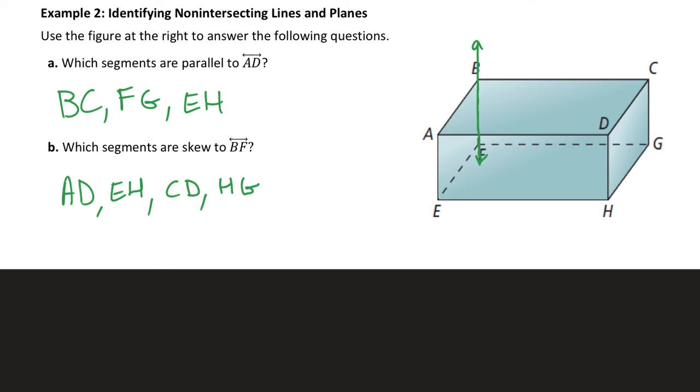The reason AE, DH, and CG are not skew is because they run in the same direction as BF. The reason CB and AB are not skew is because they actually intersect BF right here. So it's understanding skew means don't intersect, and they run in different directions.